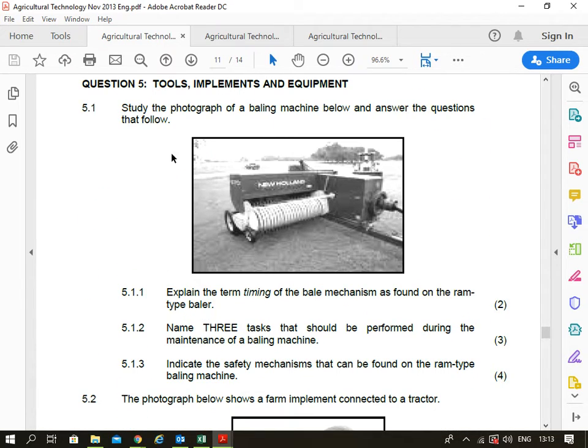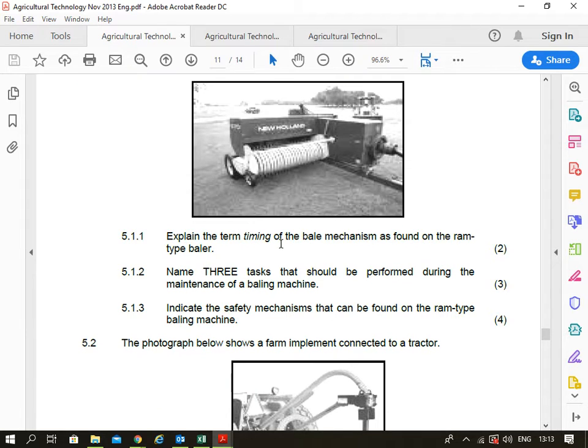Tools, implements and equipment. Study the photograph of the baling machine below and answer the questions that follow. Explain the term timing of the bale mechanism as found on the ram type of baler.